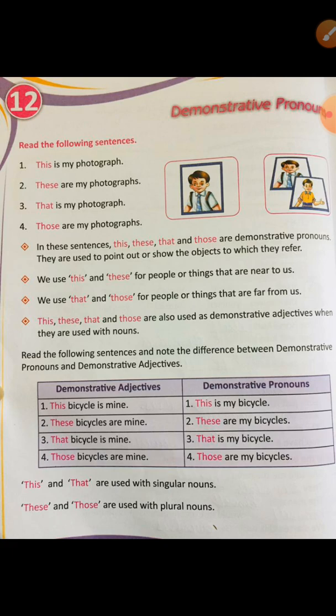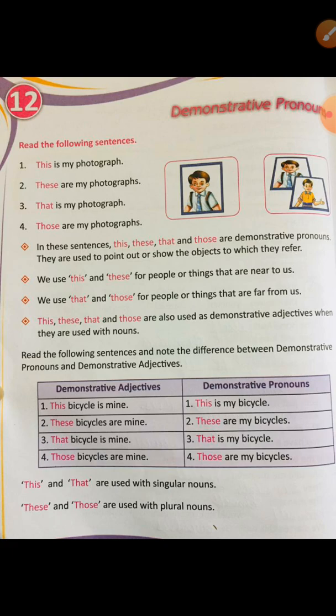It is clearly indicated when we talk about singulars and plurals, we use this and that, and for plurals we use these and those. So students, things that are near to us we use this and these, and things which are far from us we use that and those. Now come to the next part.